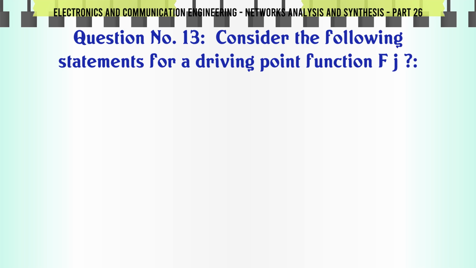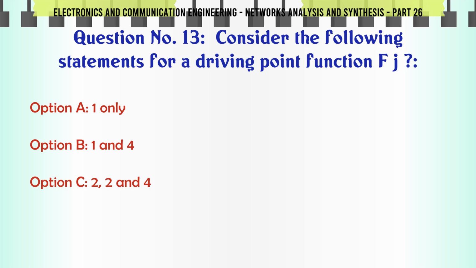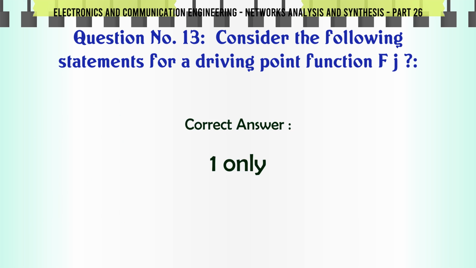Consider the following statements for a driving point function F(s). A, 1 only; B, 1 and 4; C, 2, 3 and 4; D, 4 only. The correct answer is 1 only.